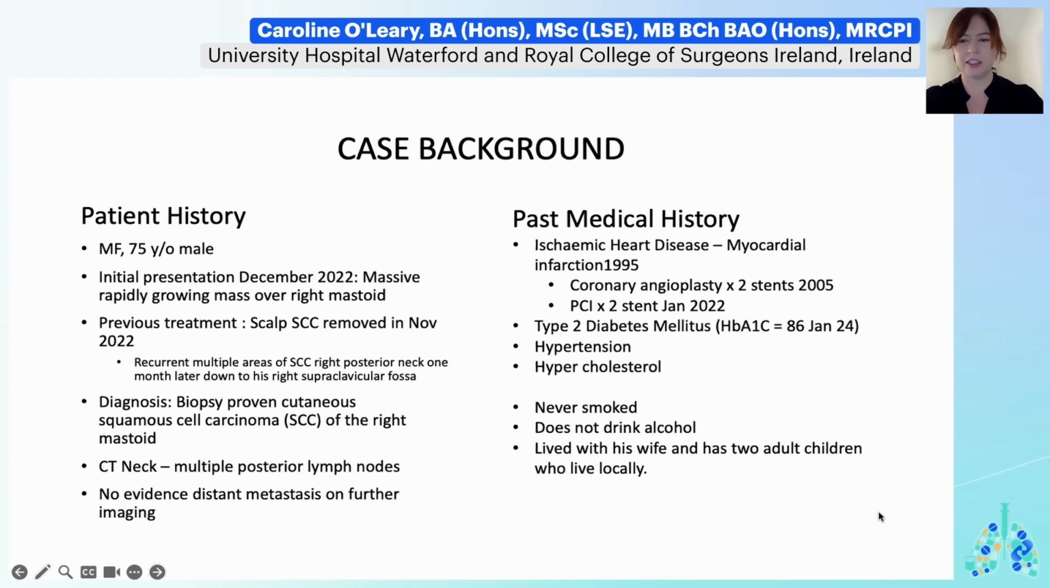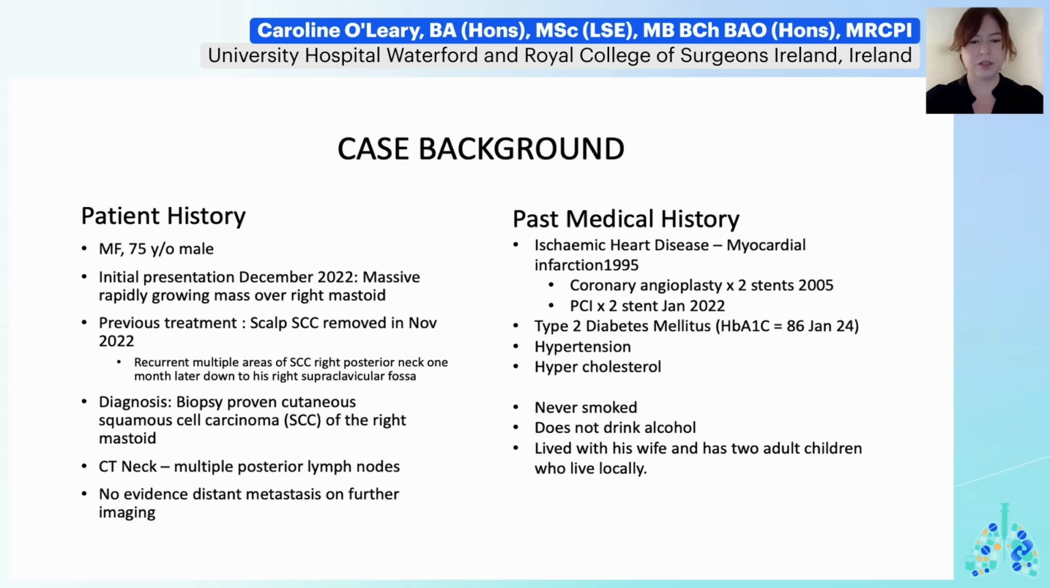So I've used a case to frame the structure here just to illustrate some of these points. A 75-year-old gentleman initially presented to the oncology department in December 22 and had a massive, rapidly growing mass over his right mastoid. He had a previously resected scalp squamous cell carcinoma removed in November 22, so only a month before, but unfortunately then had recurrent multiple areas of squamous cell carcinoma extending down his posterior neck with large swellings, and a biopsy proved that this was a cutaneous squamous cell carcinoma which had metastasized to the lymph nodes.